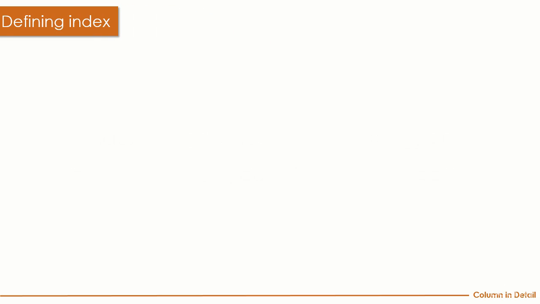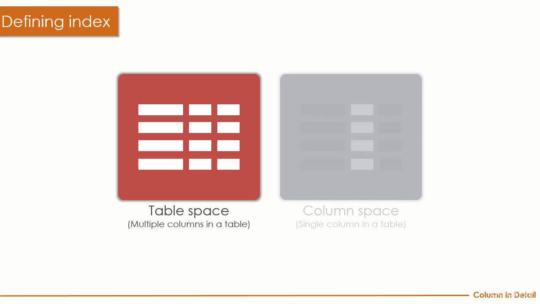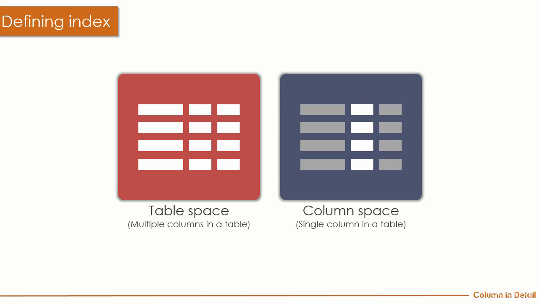Setting the index in Visual Paradigm is easy, and you have two options. You can set the index in the table space, where you can have multiple columns combined to be the index, or you can specify a single column as the index.